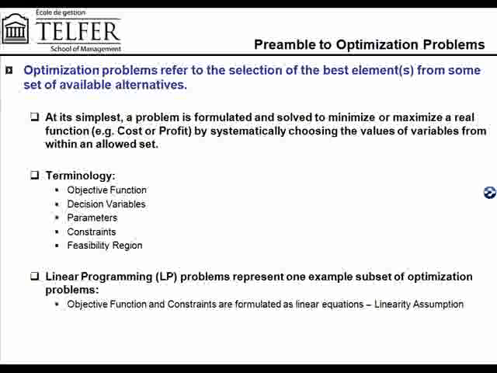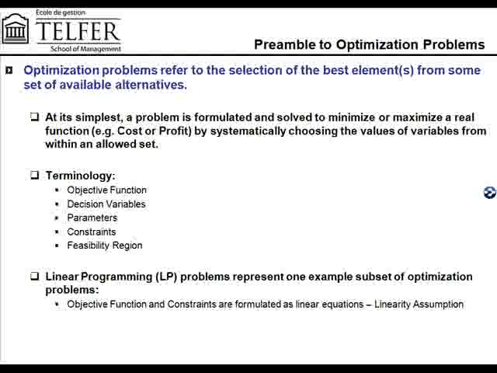Programming is one example of a subset of optimization problems. So this is one category of an optimization problem. It's very commonly used in business and economics, along with certain assumptions. And with these assumptions, we can solve various types of problems.